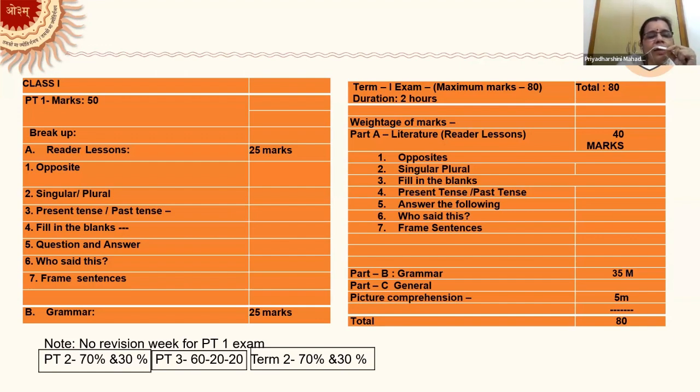Then fill in the blanks. Either you can refer to the book back exercises or you can frame your own fill in the blanks. At least 2 or 3 you can give from the lesson, not more than that. Question answers also, simple question answers. No book back exercises, you can follow that. Then who said this? For class 1 level, we are focusing only on who said this, who is the speaker, only that much. Then frame sentences, you can give them 2 or 3 words in the classwork. That is more than enough. So this is the classwork notes pattern that we follow here.